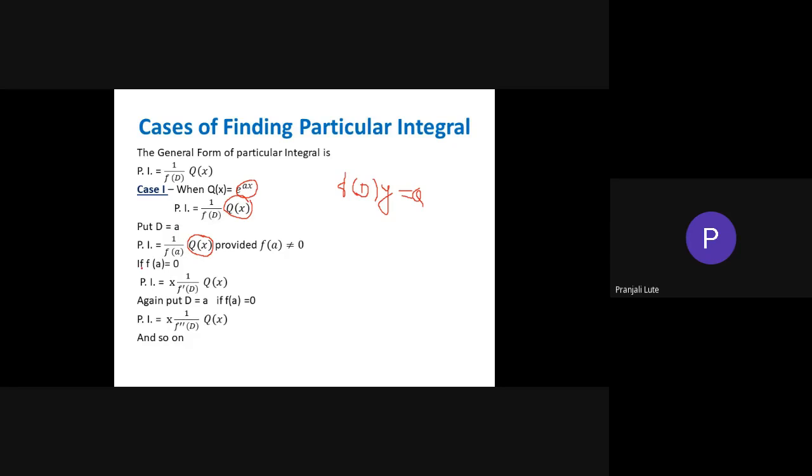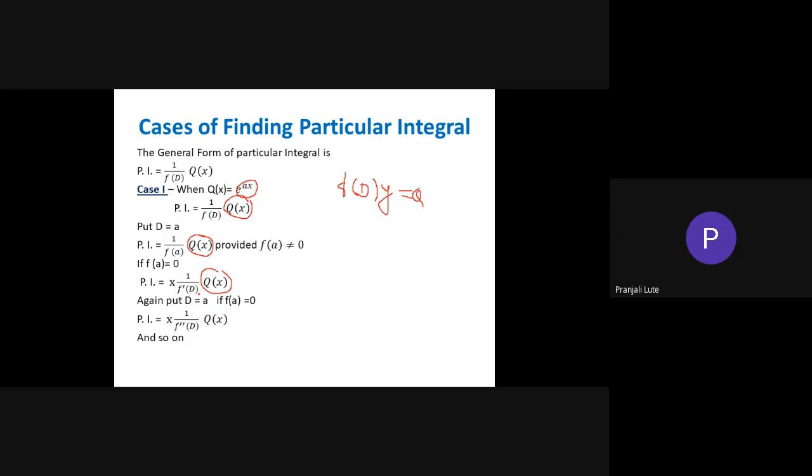Then what happens if f of a equals 0? This will be 1 upon 0, and 1 upon 0 means infinity. It means your answer does not exist. So in that case, when the denominator is equal to 0, we have to write the particular integral as 1 upon, take the derivative of this f of d with respect to d, and multiply by x into the right hand side. Again the right hand side is e to the power ax. So again apply the same case, replace d by a.